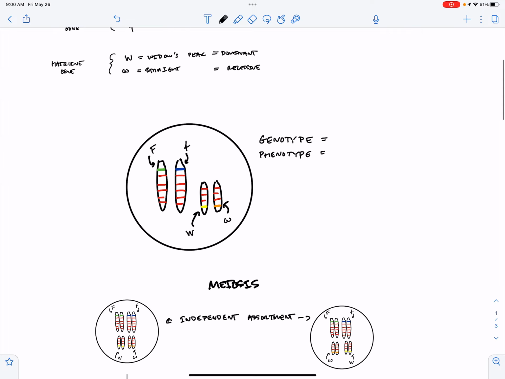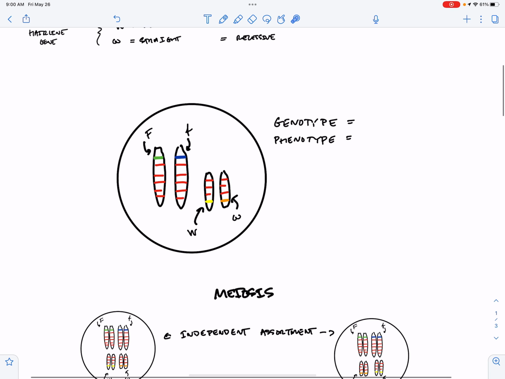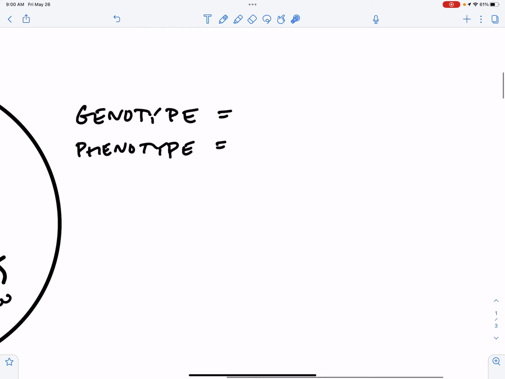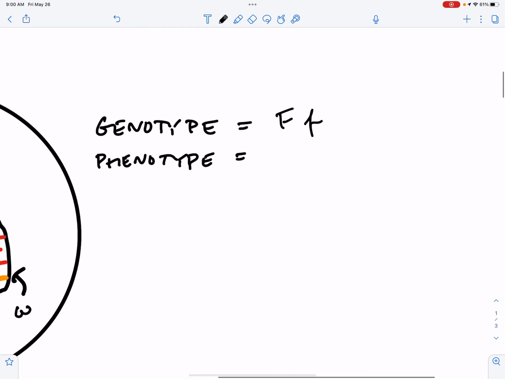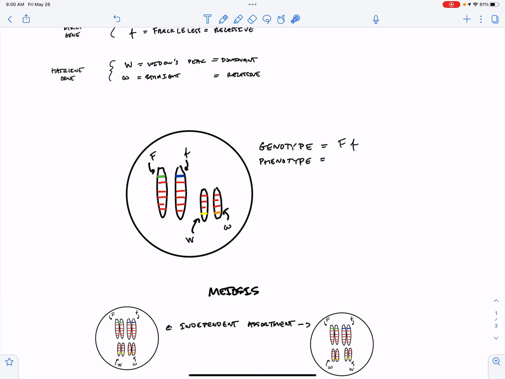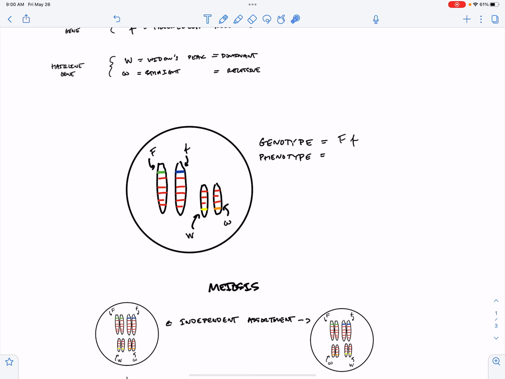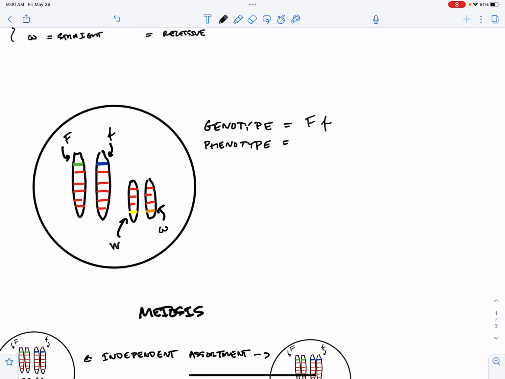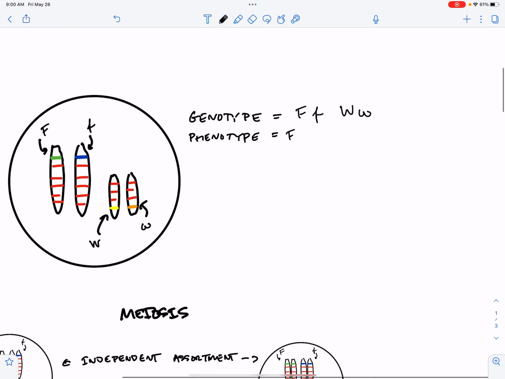Okay, so let's imagine that we have a person who is heterozygous for both of these genes. So their genotype is capital F, lowercase f. They have one copy of their freckles allele and one copy of the freckle-less allele. And then this is on, let's say, chromosome 1. And then on chromosome 2 is the widow's peak gene, and they have one copy of the dominant allele and one copy of the recessive allele. So they are heterozygous for both genes. So their genotype is capital F, lowercase f, capital W, lowercase w, and their phenotype is freckles and widow's peak.